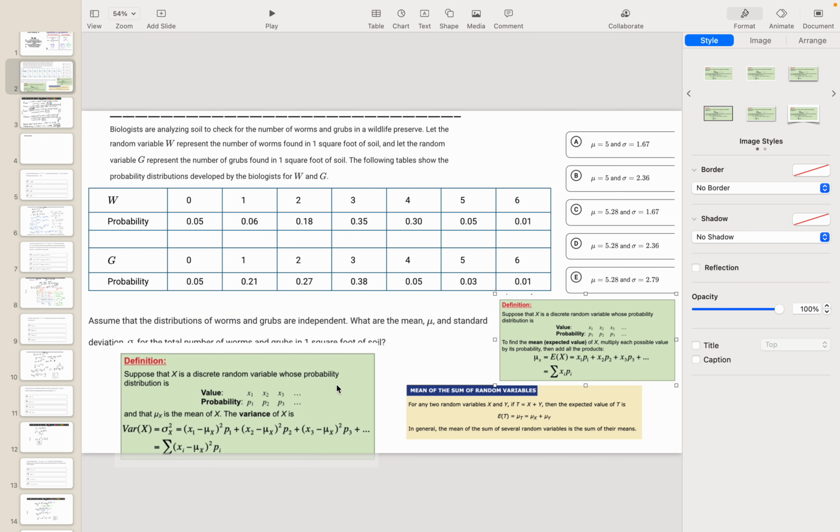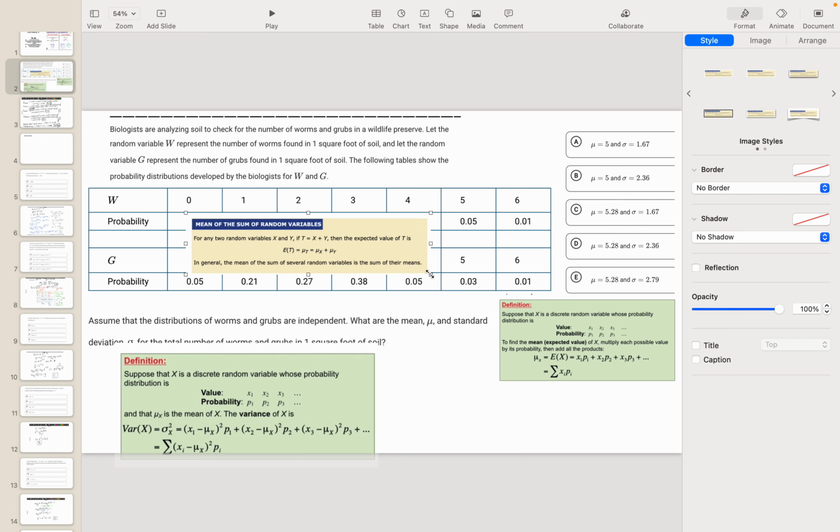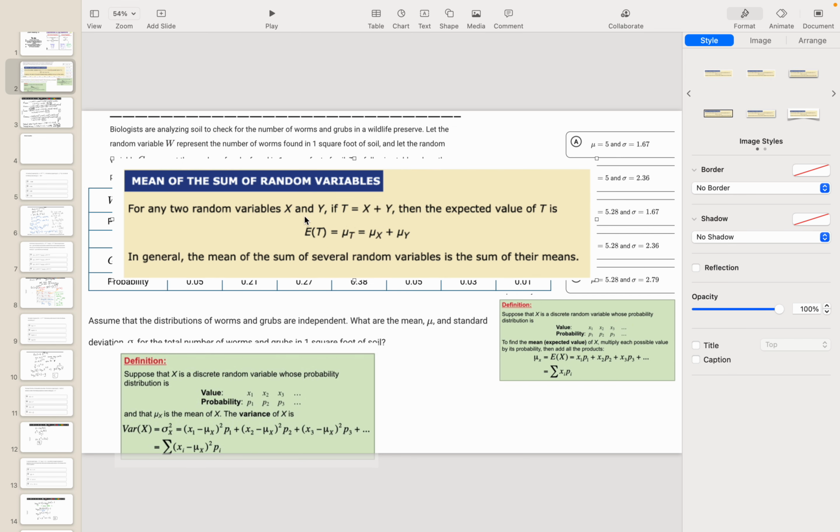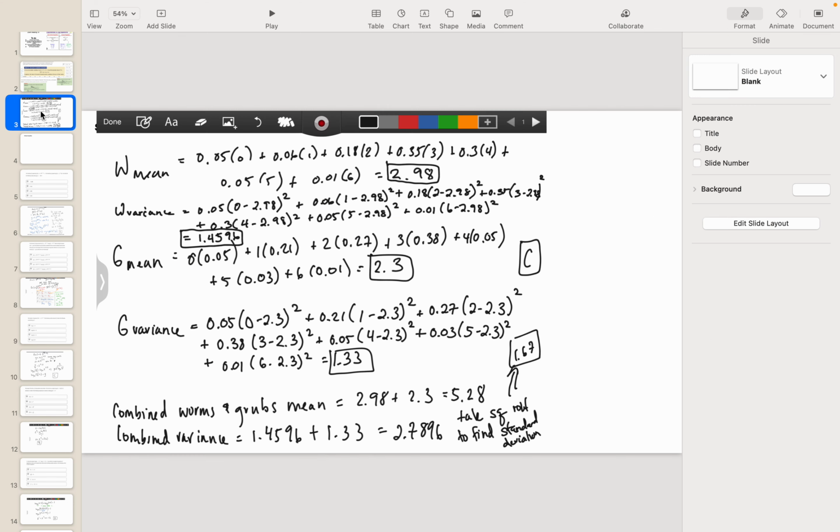And then we have to remember that if I have 2 random variables, it's okay for me to add them, right? Because I'm putting worms and grubs, I have the same space. So if I find their expected values, I can add those 2 up. So let's see what that looks like. I did 0.05 times 0, plus 0.06 times 1, and I get all the values, 2.98. And I do that here for G, right? And I can add those 2 together. So 2.98 plus 2.3 means that I have, on average, my expected value is 5.28 grubs and worms per square meter.